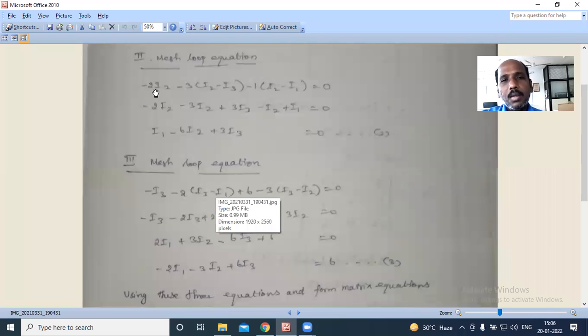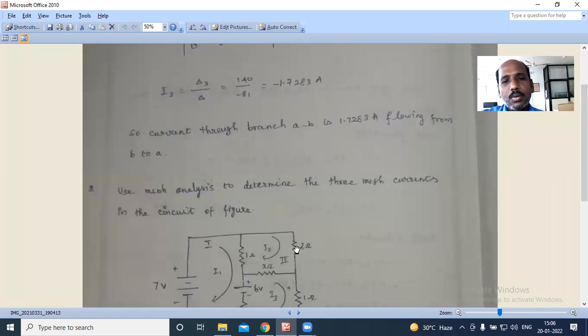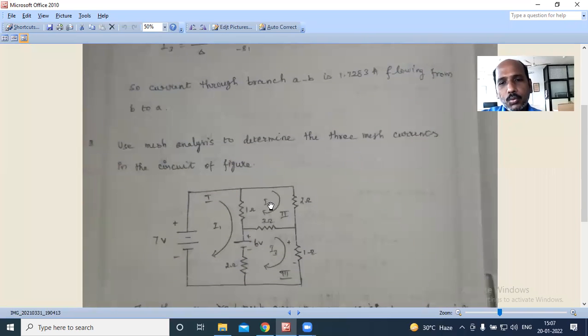The equation here I'm writing: -2 into I2. And next resistor, -3. Whenever a resistor is there, blindly you put a minus sign. Then you write about the current. -3 into, what are the currents that flow through the 3 ohm resistor? One current is I2. Another current is I3. As per the assumed direction, I3 is flowing from left to right, and I2 is right to left, opposite. So I2 minus I3. Since you are writing the equation with respect to mesh 2, you subtract all the currents from I2. So -3 into I2 minus I3.